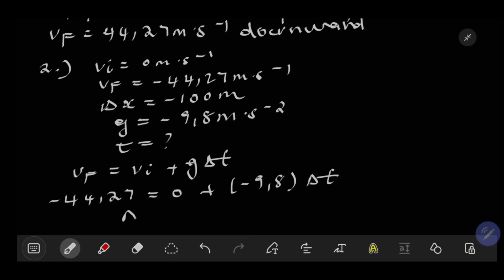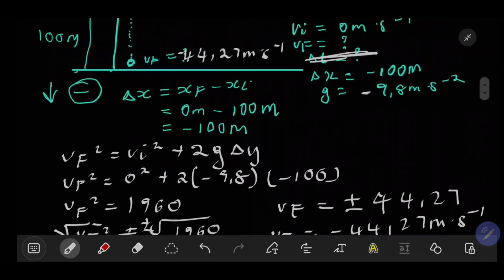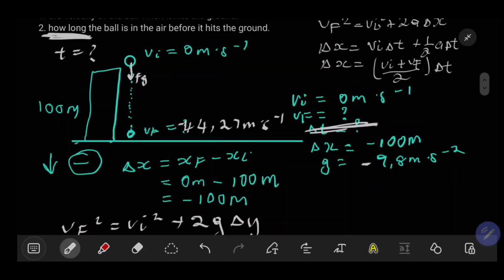Then now our change in time becomes 44.27 divided by 9.8, and then we get that our change in time is 4.52 seconds. So it took the ball 4.52 seconds in order for it to hit the ground.